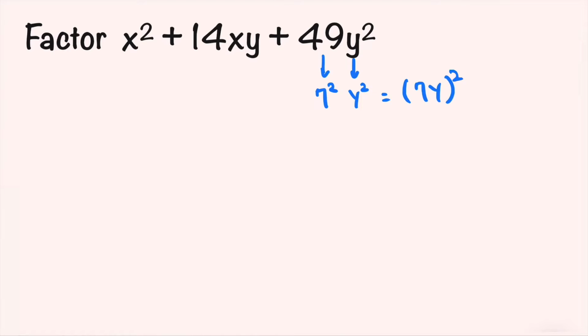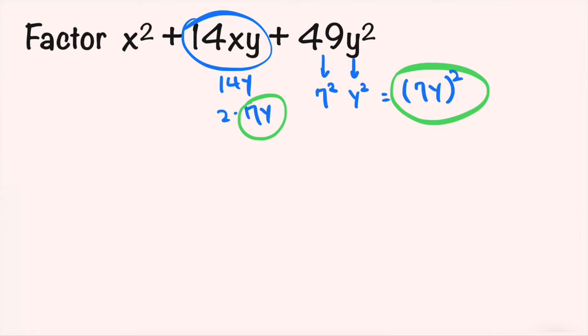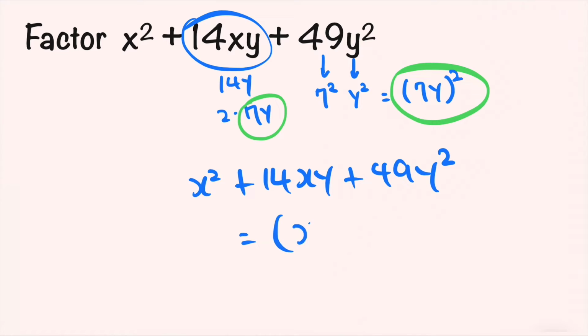And you can also see that we have 14xy, but just like before, we're not going to consider x, but only consider 14y for now. And you can see that 14y is twice 7y. So the one term that we're looking for was 7y, and that means that when you factor x squared plus 14xy plus 49y squared, it is x plus 7y squared. And that's how you solve the special cases of the perfect squares.